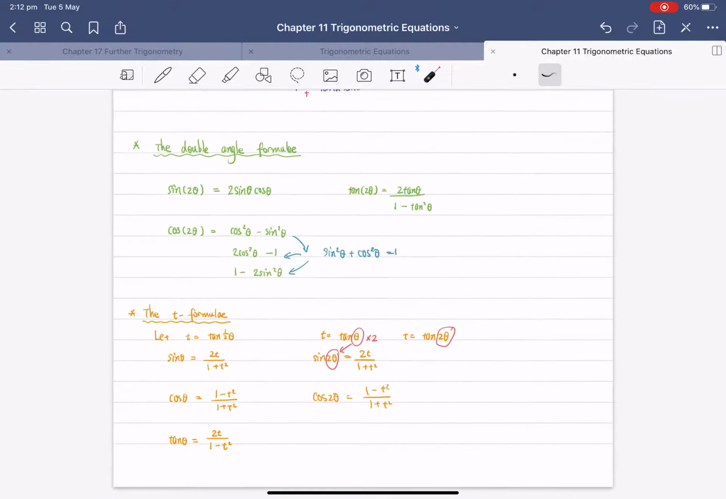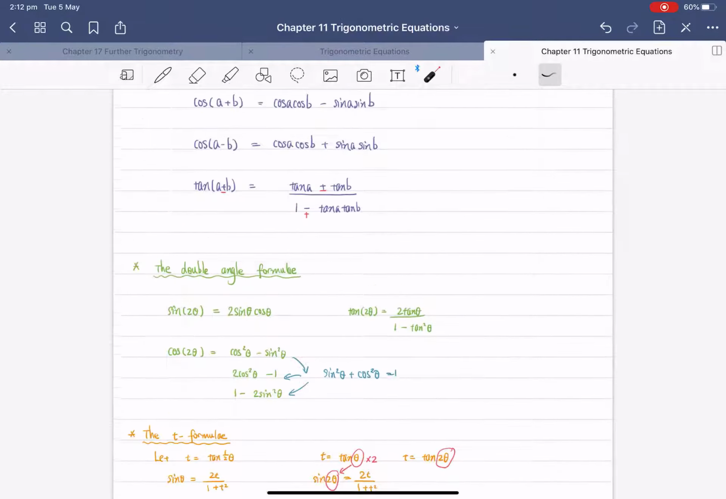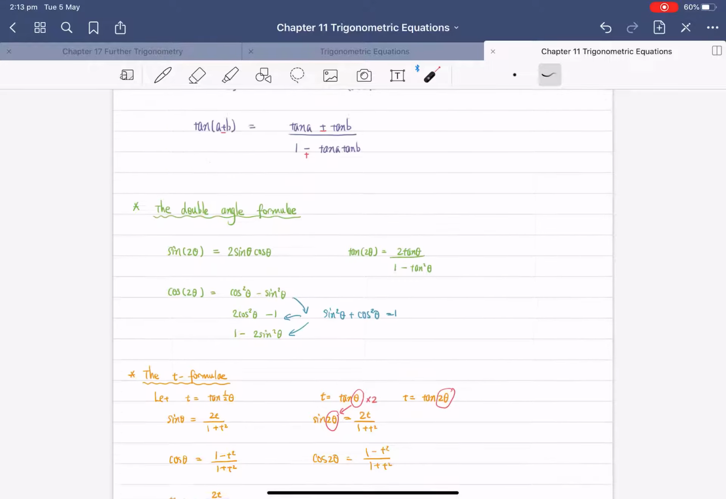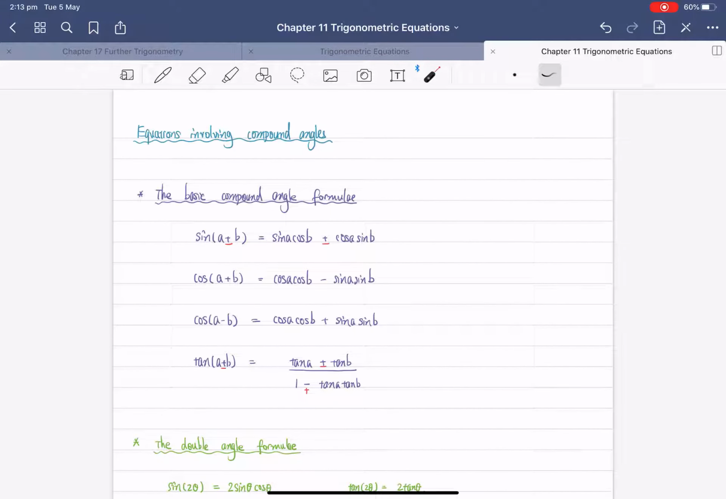Alright, okay, so the next one is the sum to product, product to sum. Very useful. Those formulas come from the compound angle formulas, which I'm not going to mention right now. Okay, we're going to look at a couple of questions, and we're going to see how we incorporate those formulas to solve trigonometry equations. Now remember, trig equations are not easy to solve, and sometimes you do need to apply a couple of formulas before we can solve it.